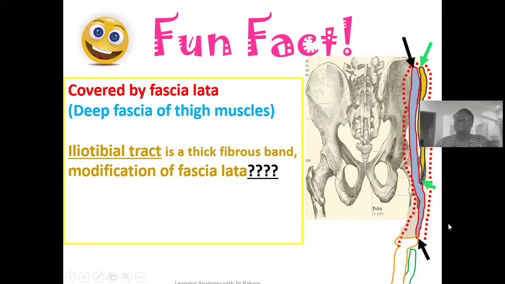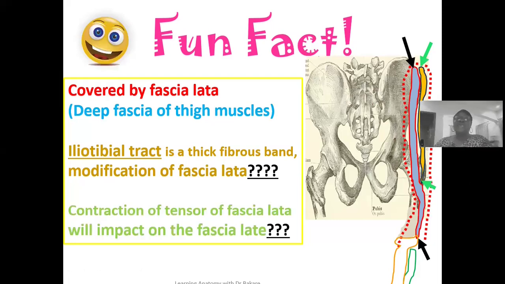All these structures, including the muscles located around the thigh region, are enclosed by the fascia lata. This is why a contraction of the tensor fascia lata, highlighted here in yellow, is going to create a tension on the fascia lata, highlighted here in dotted red. So this is why the name is given as tensor of fascia lata. It tends to tense the fascia lata.